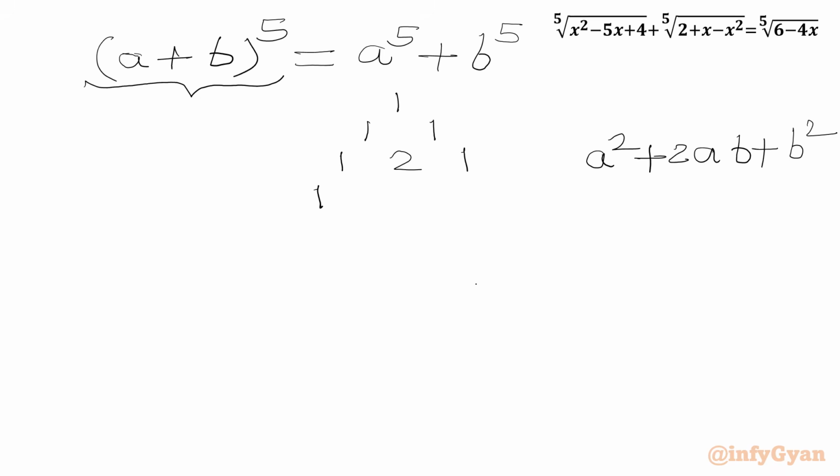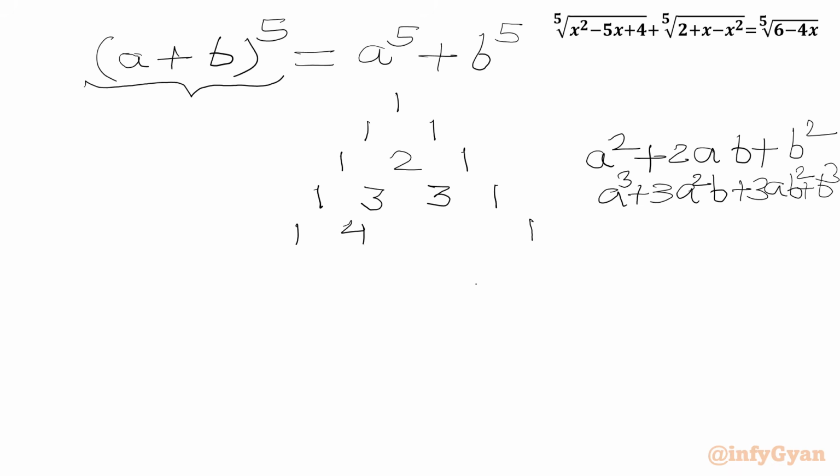For power 3, we will retain 1 as it is. Now add 1 plus 2 and write over here 3. 2 plus 1 and write over here 3. Expansion is a cube plus 3a square b plus 3ab square plus b cube. So 1, 3, 3, 1. For power 4, we will retain 1 as it is. 1 plus 3 is 4, 3 plus 3 is 6, 3 plus 1 is 4. For the required power 5 expansion, we will write 1 as it is. 1 plus 4 is 5, 4 plus 6 is 10, 6 plus 4 is 10, 4 plus 1 is 5.